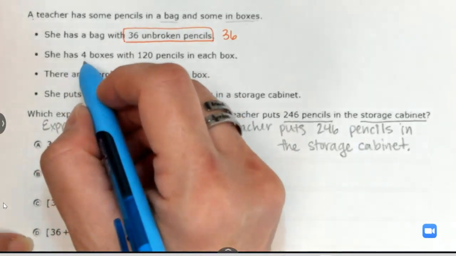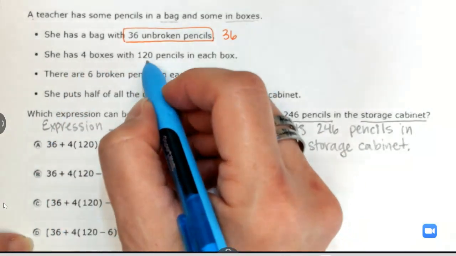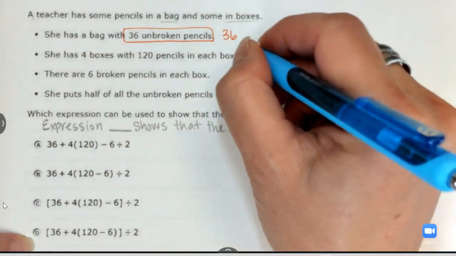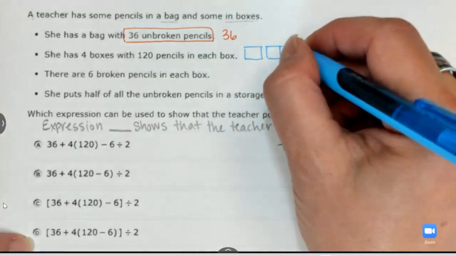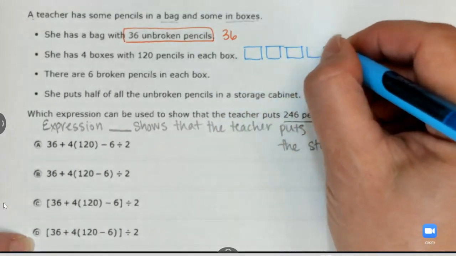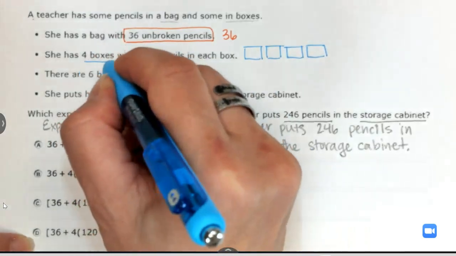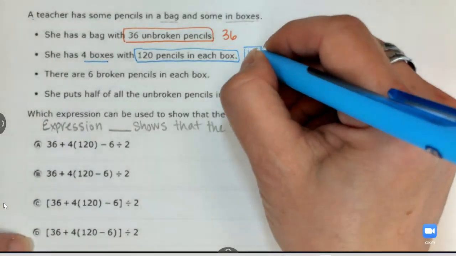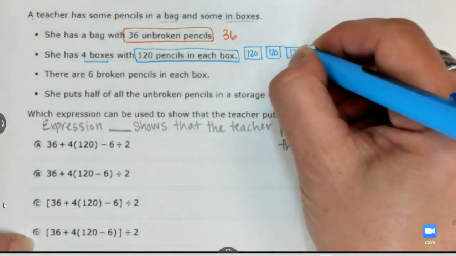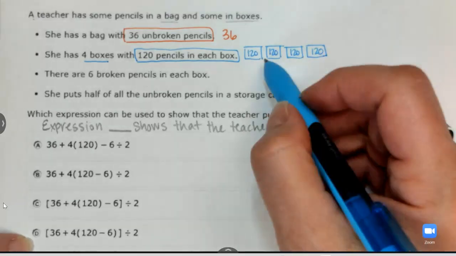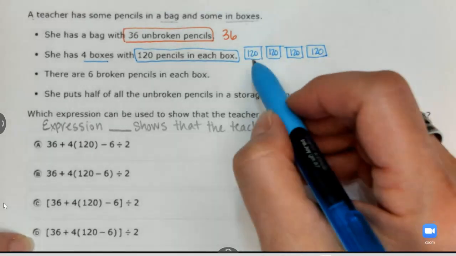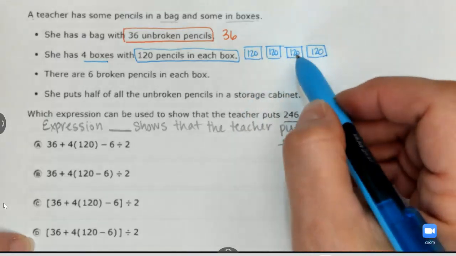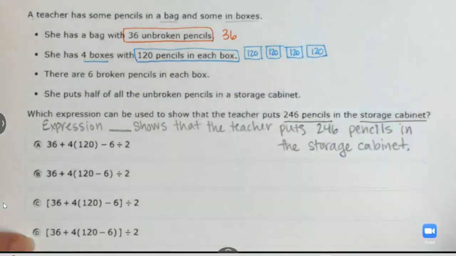She has 4 boxes with 120 pencils in each box. So when I see boxes, what comes to mind is pictures of actual boxes. So let's make sense of this. She has 4 boxes, okay, with 120 pencils in each box. 120, 120, 120, 120. Because it's the same amount happening over and over, that sounds like repeated addition, which is multiplication. So 4 and 120.